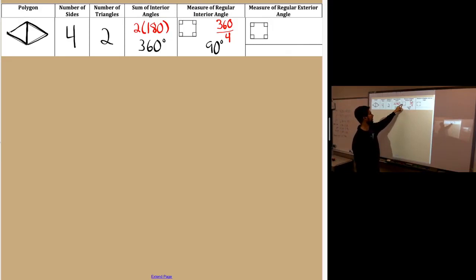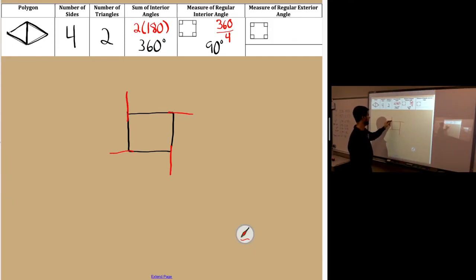Now, the regular exterior angle, again, I'm going to draw it down here just so we can make sure we really know what we're doing. I can extend each side further out, thus creating four new angles. And the way we find those angles is we know that it creates a straight line, and this interior angle is, given right here, 90 degrees.